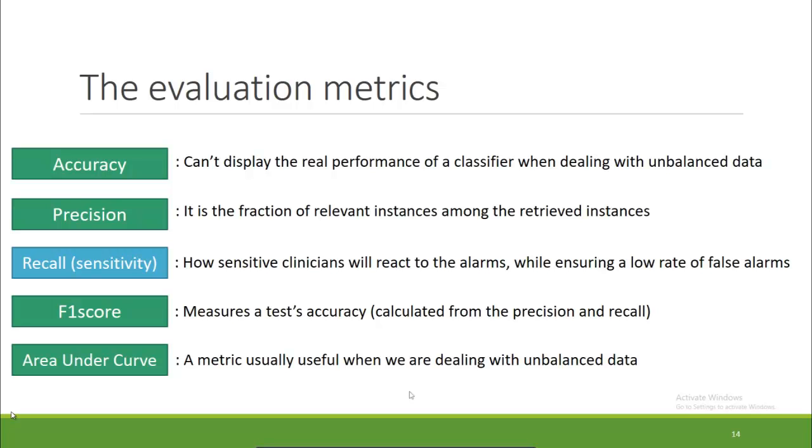Last but not least, the area under curve, or AUC, tells us how much a model is capable of distinguishing between two classes. That is why it is very useful when our data is imbalanced. The higher the AUC is, the better the model is at predicting zeros as zeros and ones as ones.